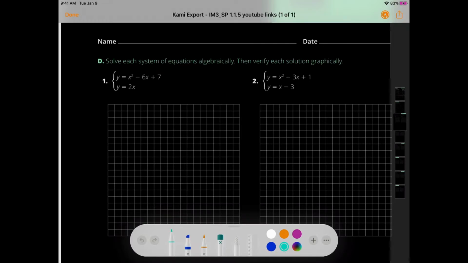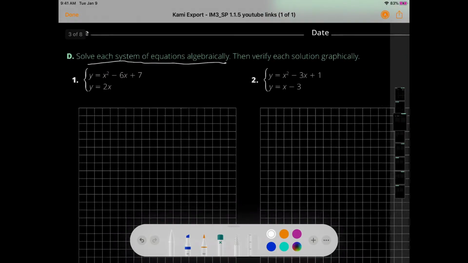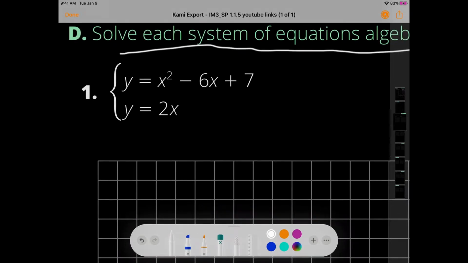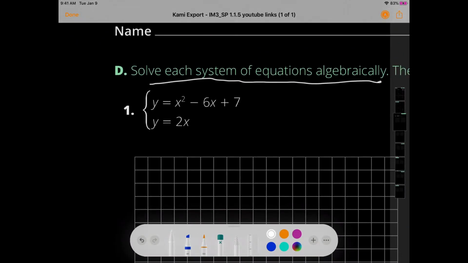Hey guys, let's go over D1: solving each system of equations algebraically, then verifying each solution graphically. Okay, so how do we solve systems algebraically? The easiest method, if you look at both of those equations, is that they both are equal to what? The y variable. So the easiest is to just use substitution.